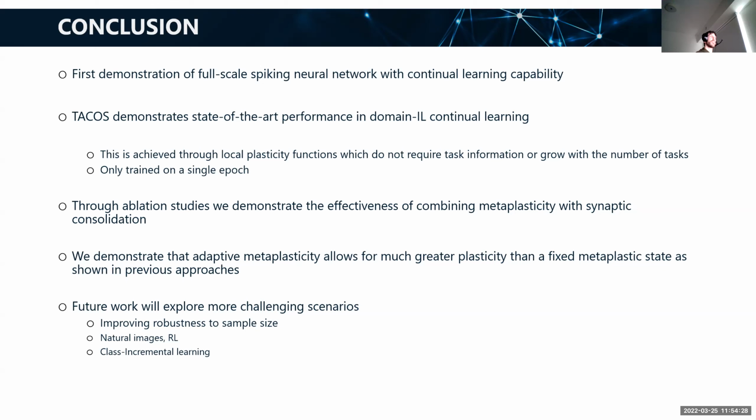We can demonstrate state-of-the-art performance, and it's achieved where we don't require task information, don't have to grow over time, and only train on a single epoch. So we proved our hypothesis that it was that combination of metaplasticity and synaptic consolidation which was necessary for getting the best effect in continual learning, and that this adaptive metaplasticity allows for much greater plasticity than just using a global parameter, and at the same time it can let you protect more knowledge by reaching higher states in a subset of synapses that are deemed most important.